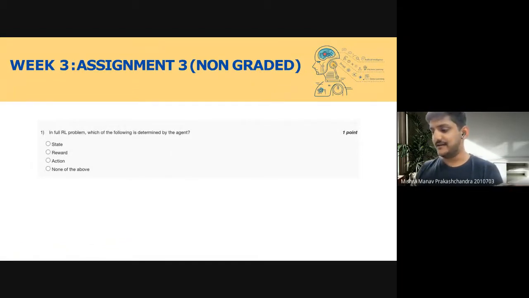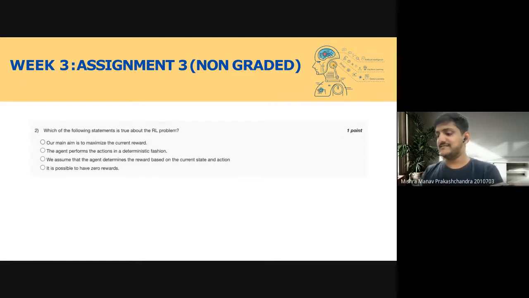First question is, in the full RL problem, which of the following is determined by the agent? So the agent only determines the action. It has no control over the rewards and the states that it has. So option 3 is the correct answer.